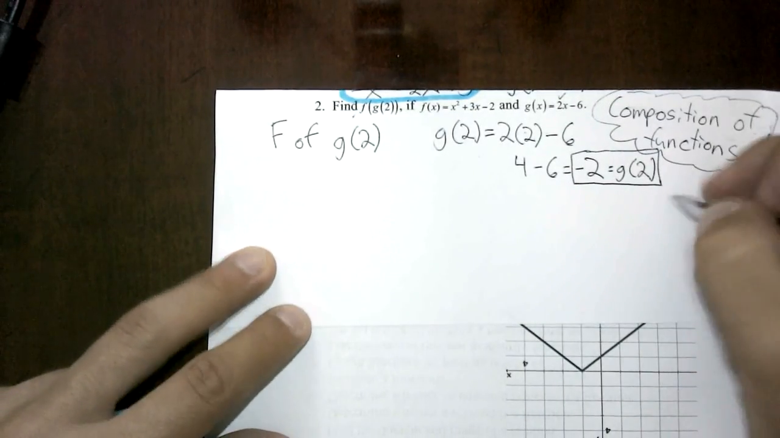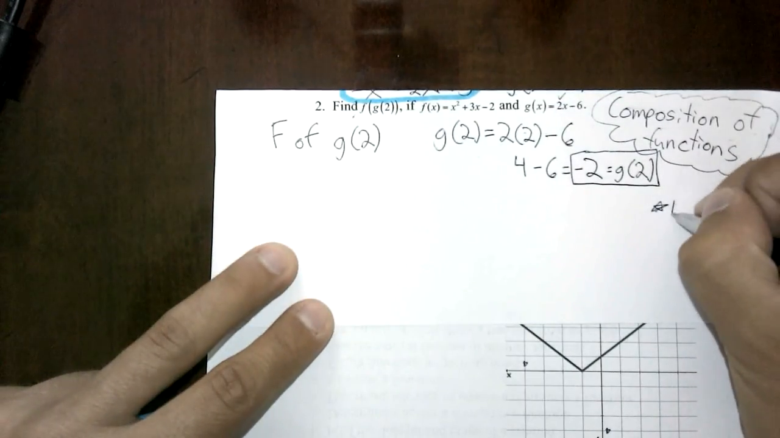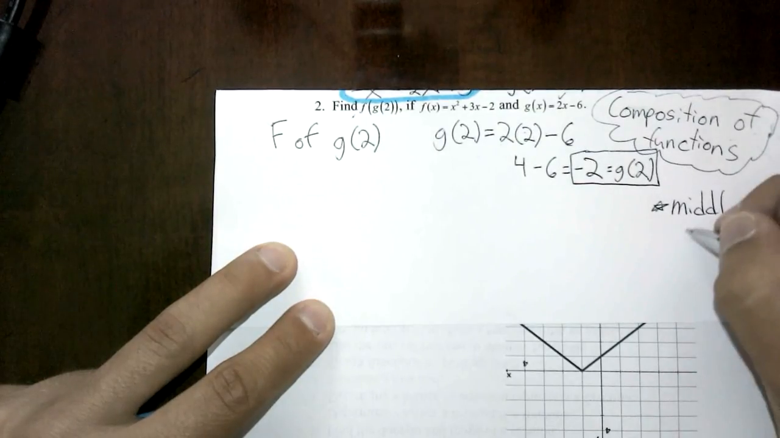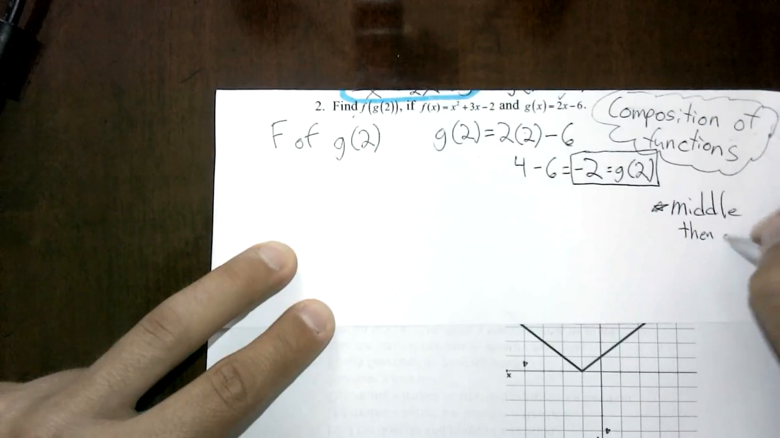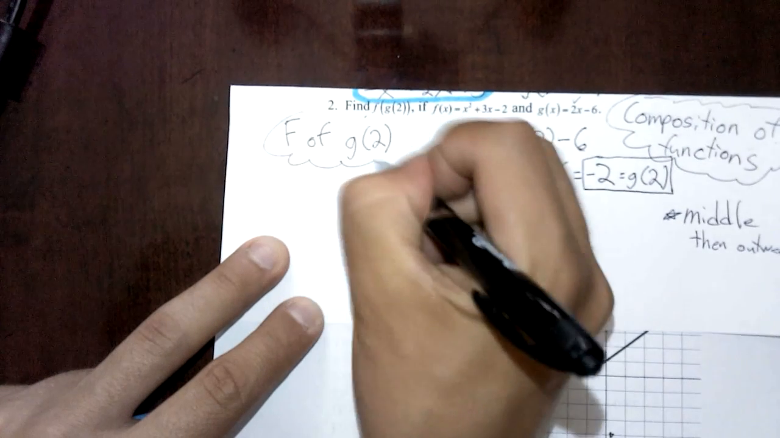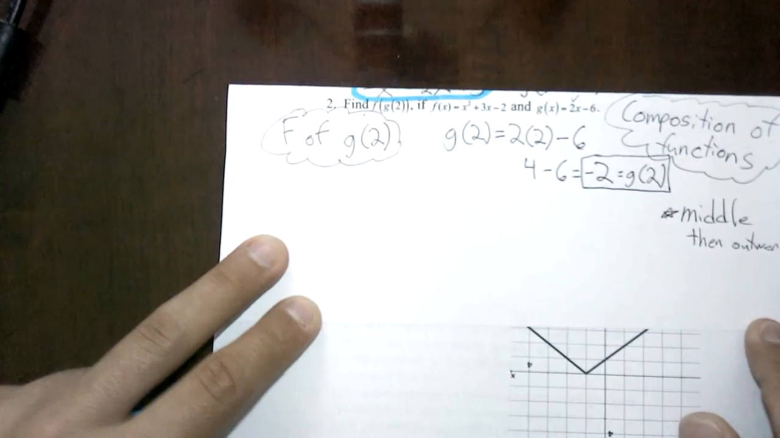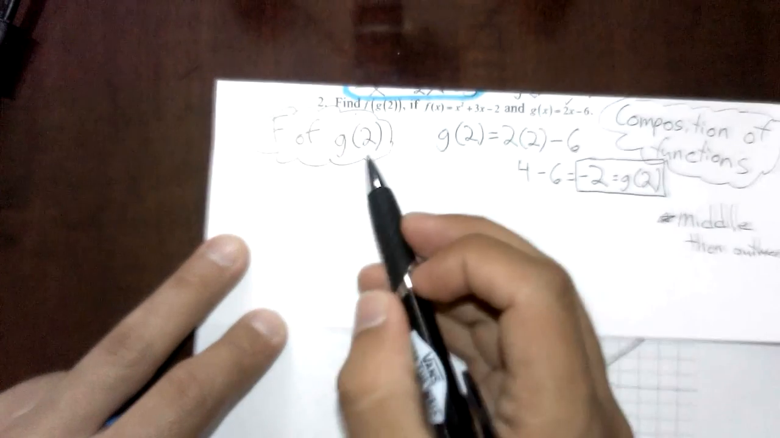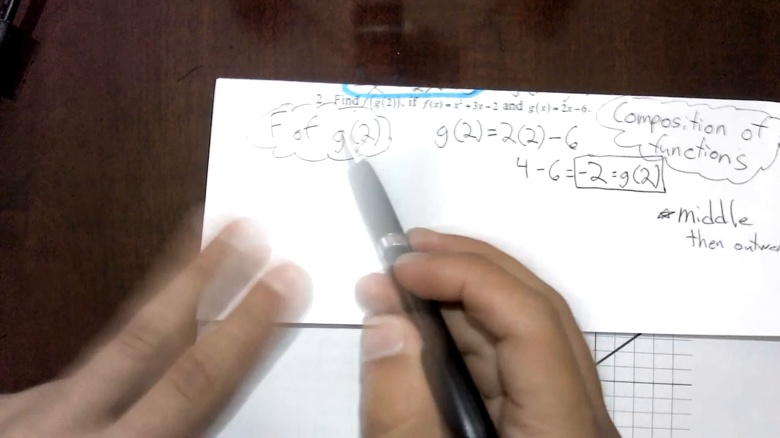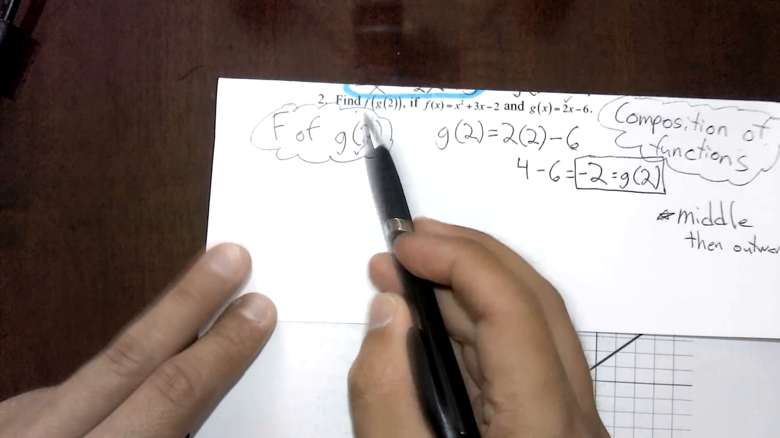So again, I'll make a note on this on the side. I'm working from the middle, then outwards. And this was how I was reading off this equation. So I'm not quite done yet. I have g of 2, which is what I needed. And now I need to kind of reevaluate the larger picture because this did have f on the outside.